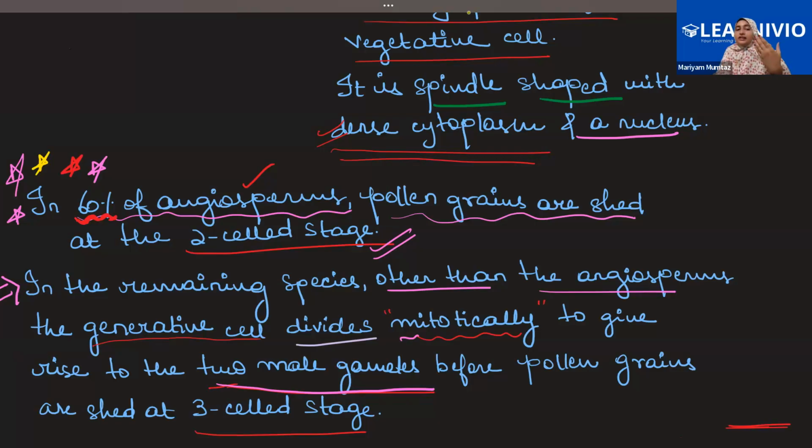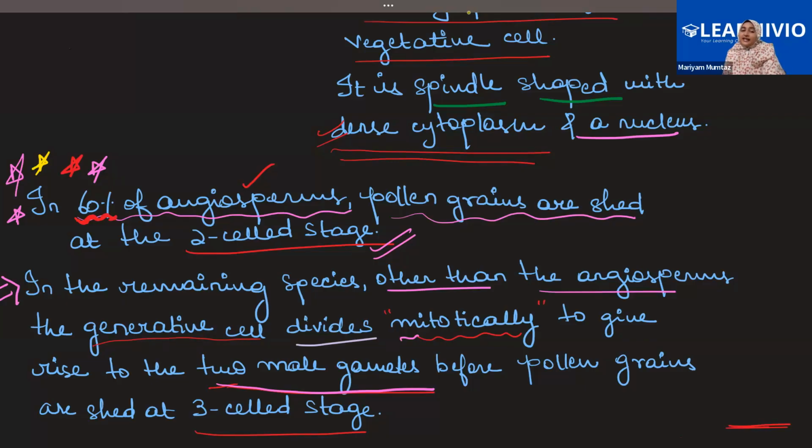So when we talk about the angiosperms, do you know what angiosperms are? It is the main part of the male? No, dear. Not the main part. Angiosperm is a group of plants that have flowers. They are the highest group of plants. Just like gymnosperm, angiosperm, these are there.